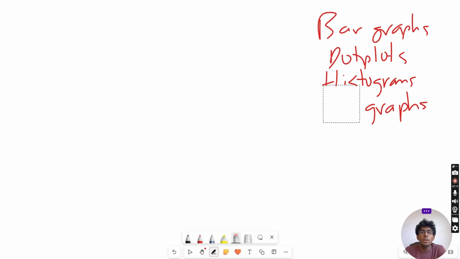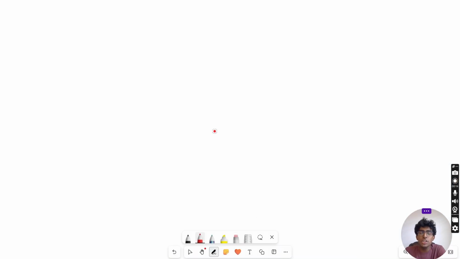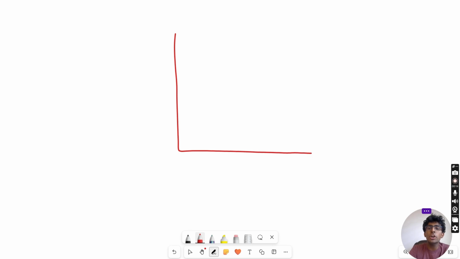All right. Let's move on to the next section, scatterplots. So scatterplots are also another type of data representation. I didn't mention it before because we're going to talk a little bit more about it here. But with scatterplots, basically you have two variables. They may or may not be related. We don't know.